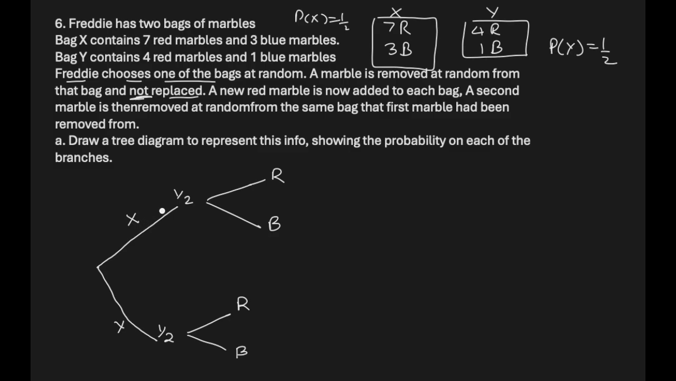In bag X, what is the probability that I get a red ball? There are total 10, so 7 out of 10 is probability of red. Remaining 3 out of 10 blue. Similarly, for red here is 4 out of 5, and this is 1 out of 5. But something interesting happened after this. In this branch, bag X was chosen and a red ball came out. Right? Red marble came out.